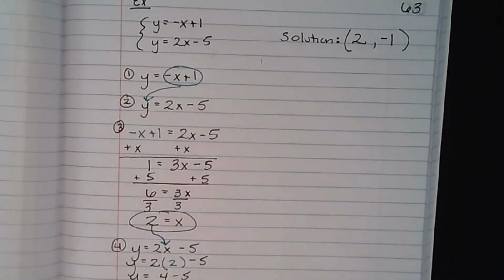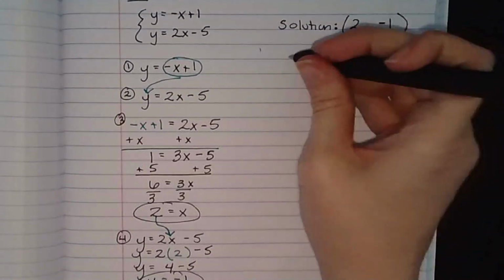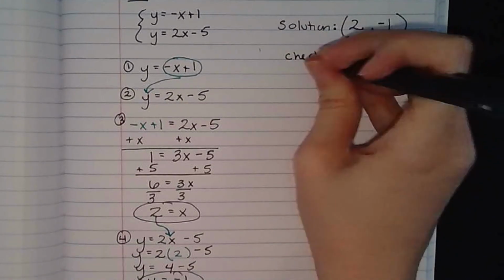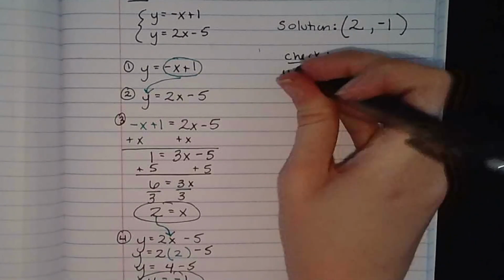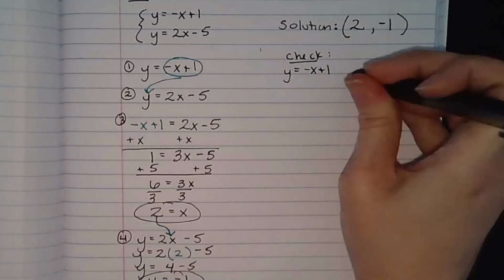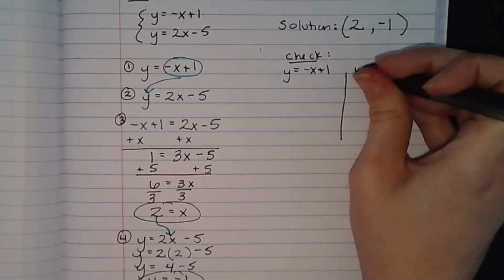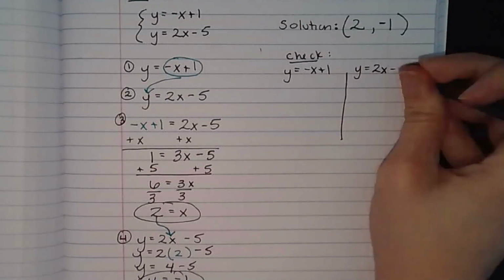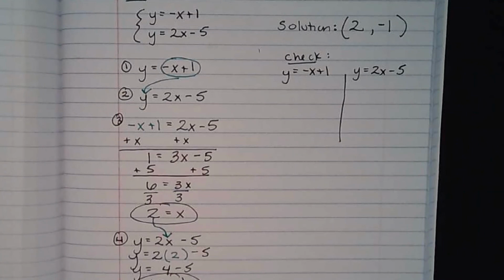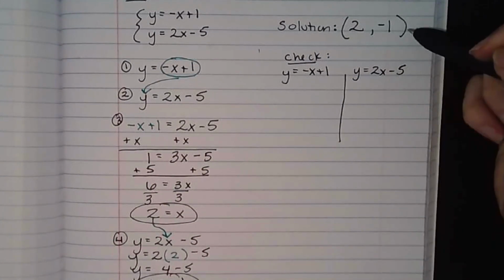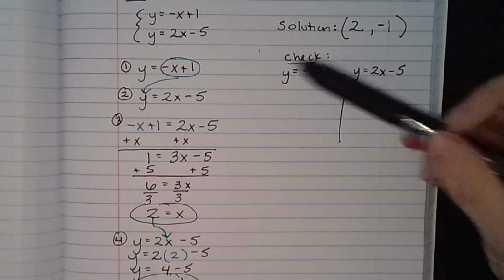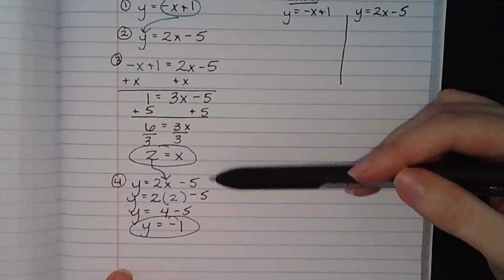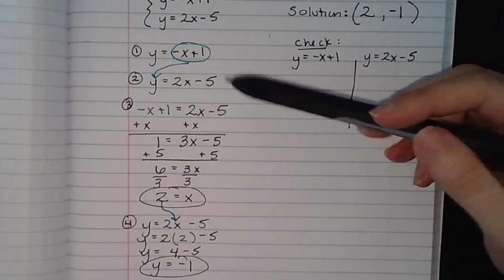I can check this solution, and I highly recommend you check your answer. So you would go back to your original equations, plug in the x and y values that you found, and verify that that point 2, negative 1 is a solution to both equations.